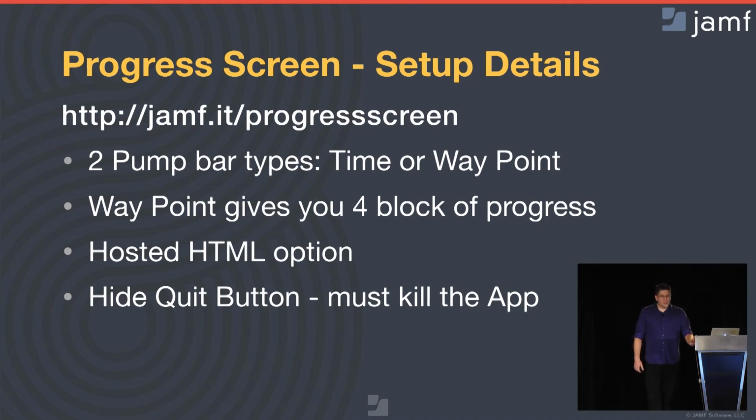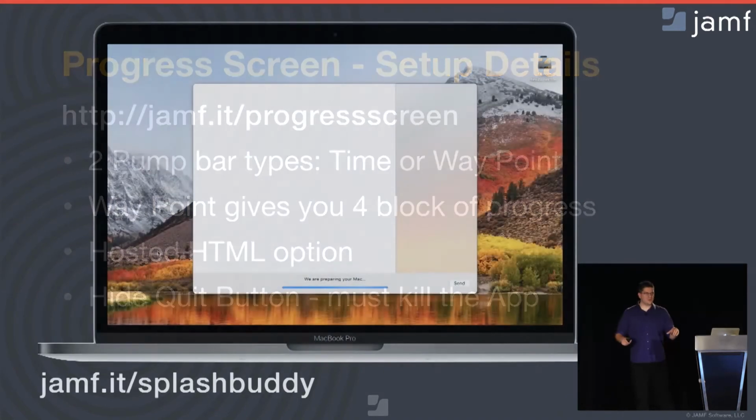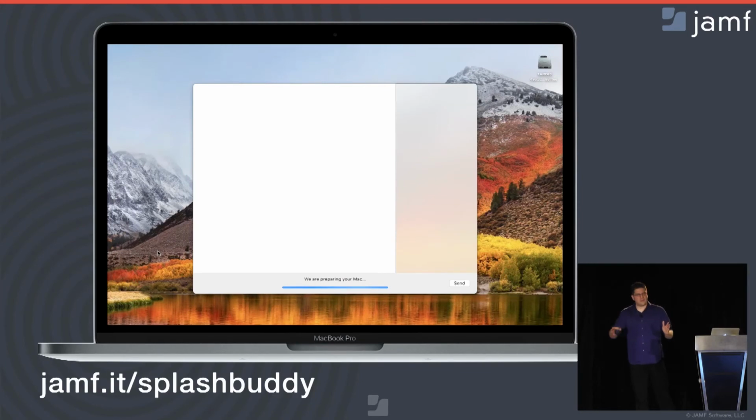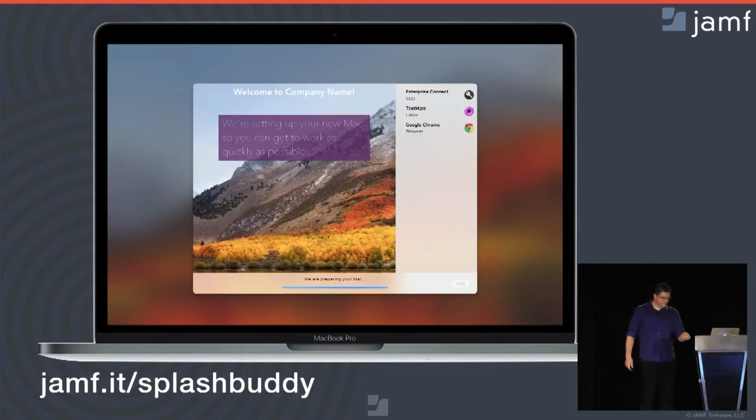There are actually two progress bar styles for Progress Screen. You can do a waypoint, which is your 4 different markers, or you can just decide provisioning takes about 30 minutes, so I'm going to make sure it's just a progress bar that moves along the screen, and it takes 30 minutes to complete. You have the option to hide the quit button, but if you do that, then you have to kill the app when you're done with your provisioning script.